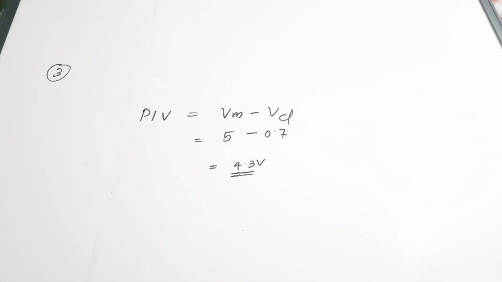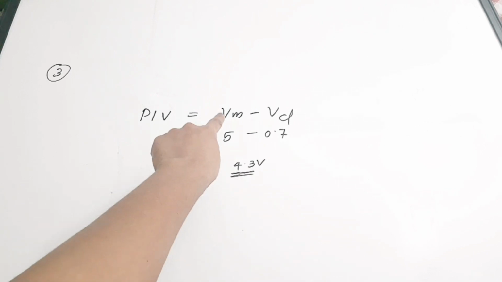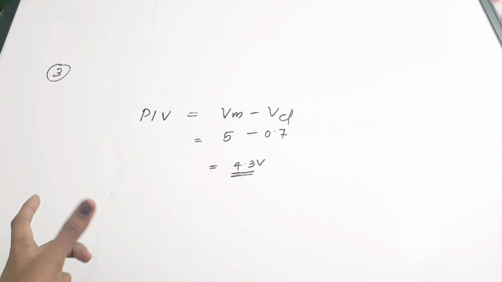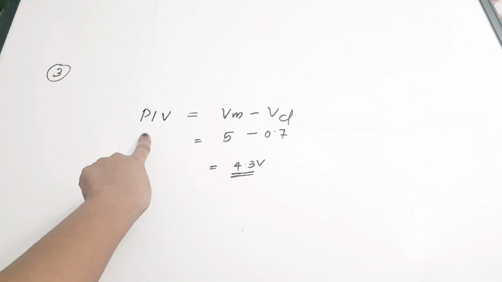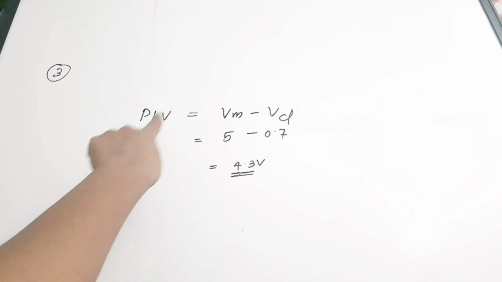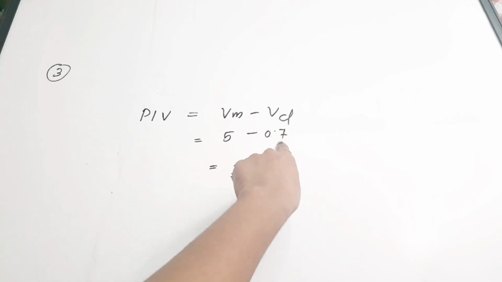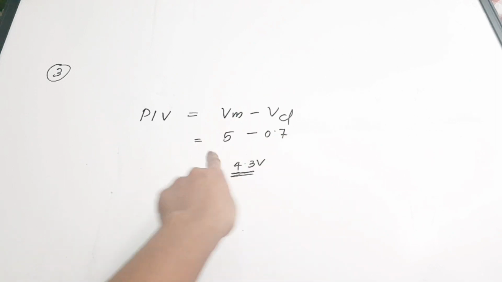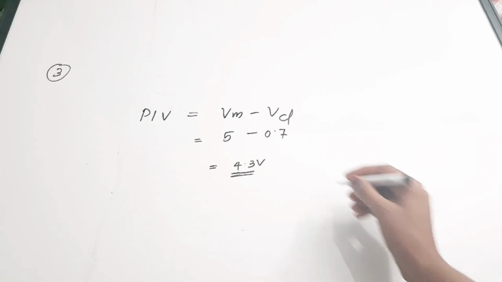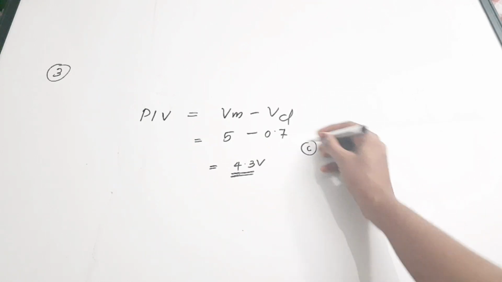Later on in this video, we will be discussing the PIV for full wave rectifier also. But for a half wave rectifier, this is the equation. And what is the difference from the full wave, we will discuss while discussing that question. So just know that for a half wave rectifier, PIV equals Vm minus Vt. Here the Vm value is 5 and the built-in potential of the diode is 0.7. So it is 5 minus 0.7, which is 4.3 volt. Correct answer is option C.